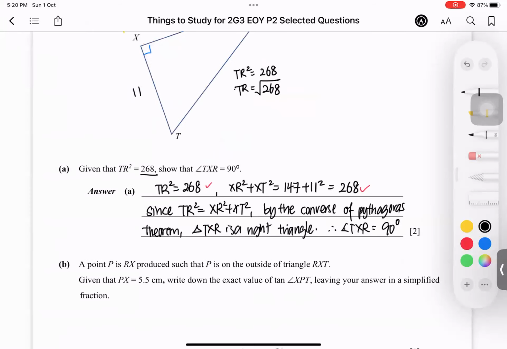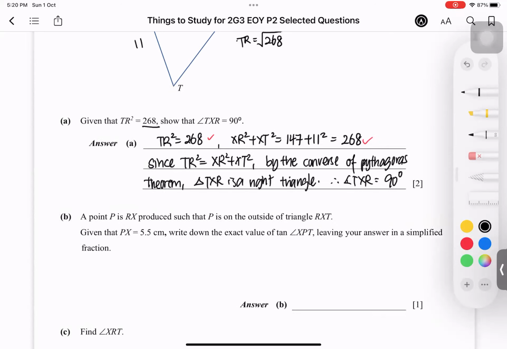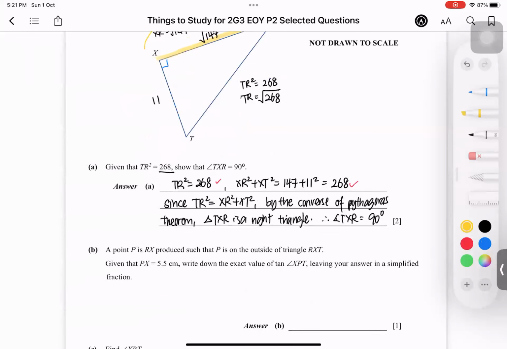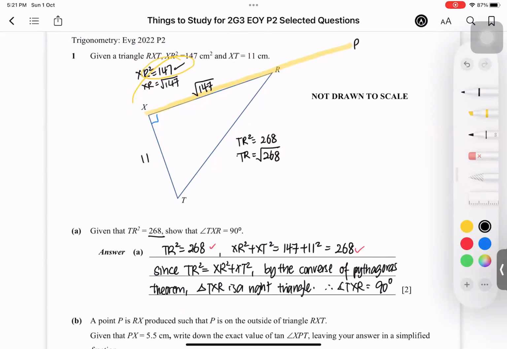Next question: a point P is on XR produced, such that P is on the outside of triangle XRT. XR produced means going from X to R and then extending it. XR produced, this is what it means: X to R and then extend it. Okay, there's another point P. I don't know where this point is, so point P.